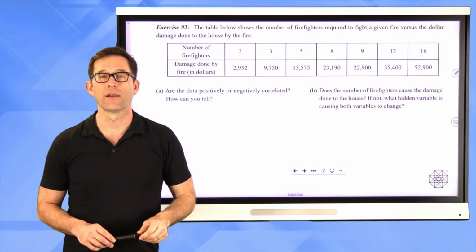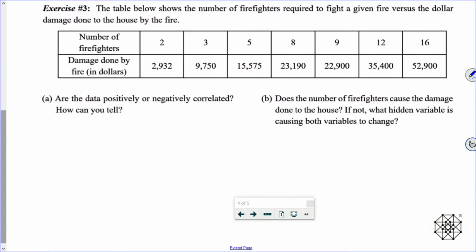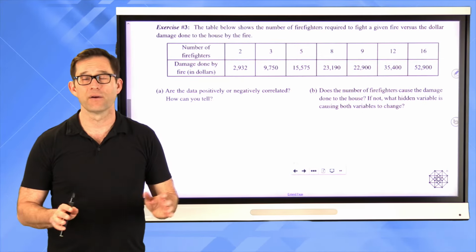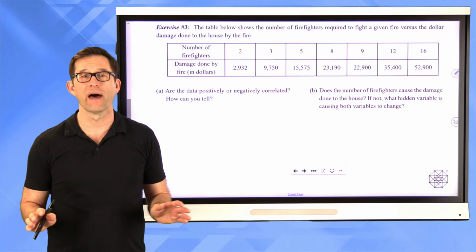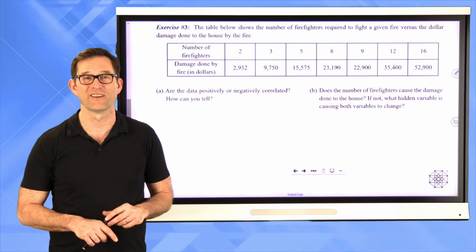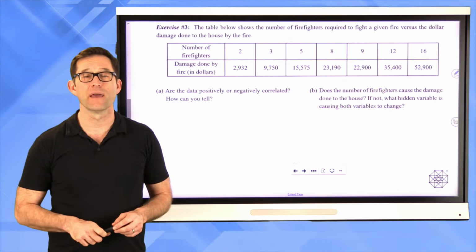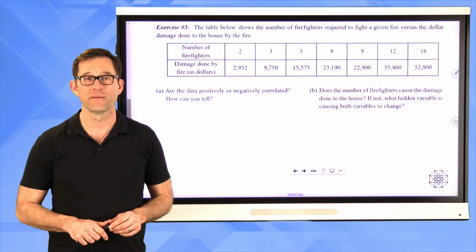Let's take a look at letter A. Are the data positively or negatively correlated? How can you tell? Now, I know fire is definitely a negative thing and all of that, but that's not what the question is here. Pause the video now and tell me whether this data is positively or negatively correlated.